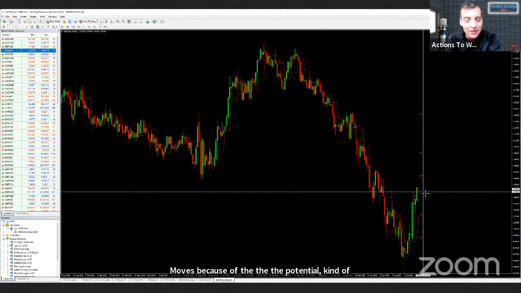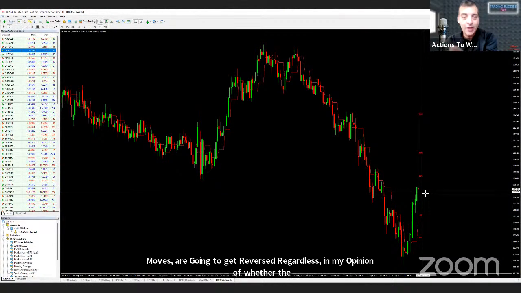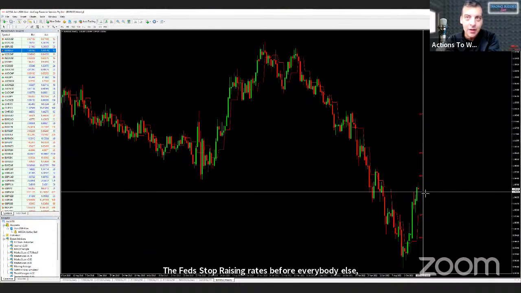But eventually, these moves are going to get reversed, regardless, in my opinion, of whether the Fed stop raising rates before everybody else, because the US economy is actually performing pretty well. ISM numbers last week were stellar. They were really, really good numbers, and because of that, it's seen the Nasdaq drop. It's seen the dollar stabilize a little bit, but I don't think we're with trend. I think that's the key here. We're not with a fundamental trend.